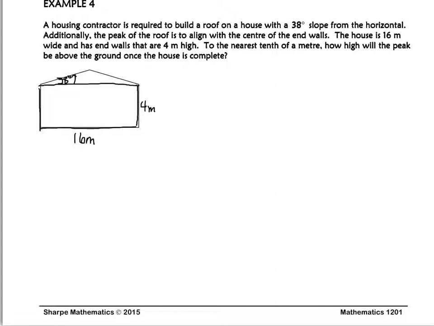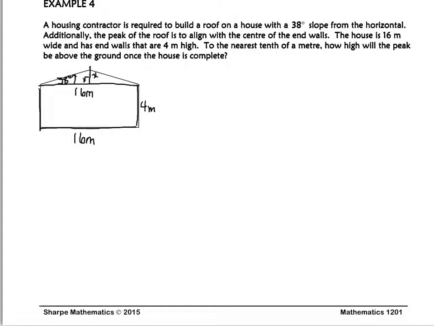And if this is 16, then this here should be 16 meters. And we're asked, to the nearest tenth of a meter, how high will the peak be above ground once the house is complete? So the easiest thing to do here would probably be to draw a right triangle from the peak of the roof down here. And then we know that the piece that we have, this little piece here, we could add it to 4 meters to get how high off the ground that peak will be.